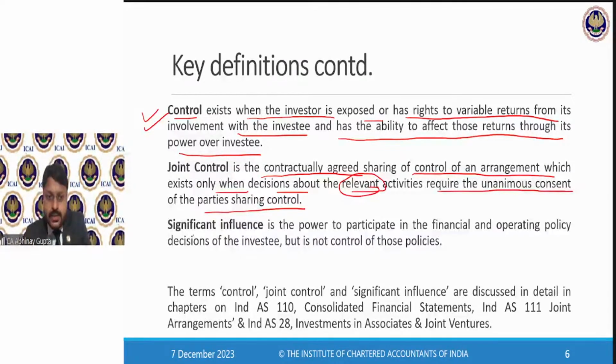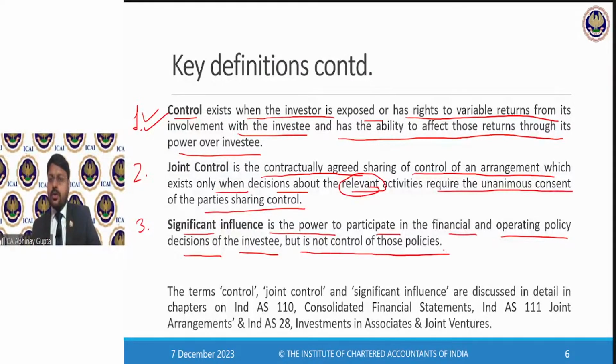And significant influence is the third category. So this is the next level and this is the last level of the influence. Significant influence is the power to participate in the financial and operating policy decisions of the investee, but not to control those policies.